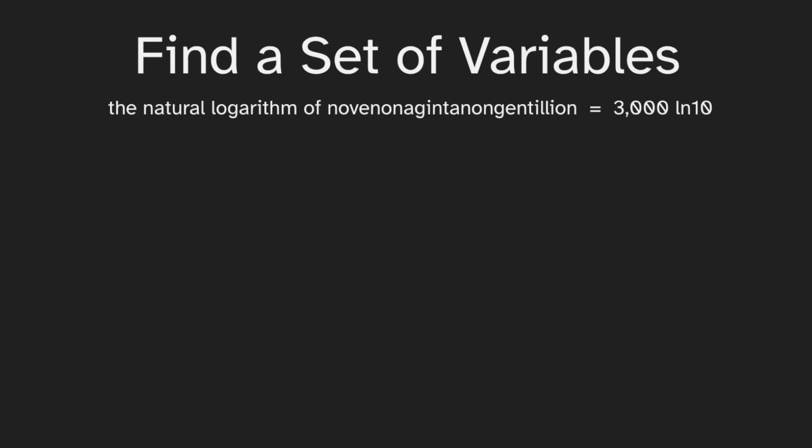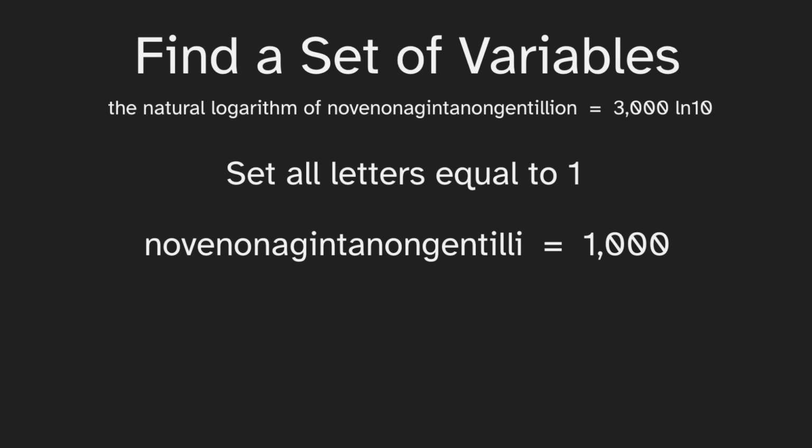And now to wrap this up, we just need to find a set of variables. Now, we want this chunk of letters to equal 3,000 ln 10. We'll start off by setting all letters equal to 1. We also want this chunk to equal 1,000, because every time we add this chunk of letters, we multiply by 1,000. And now we notice that there is one V in this chunk, and it's the only place that a V appears. So we can set V equal to 1,000.